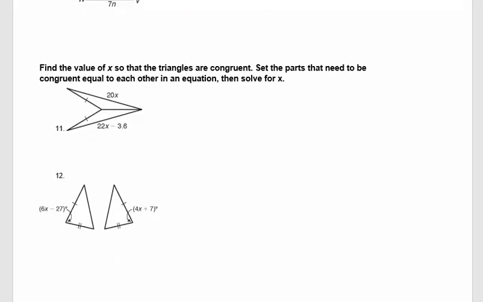In number 11 and 12, it's similar, except we're going to go the other way. We're going to find x that would make these triangles be congruent. So let's see what we already have. We already have this side being congruent to this side. And with the reflexive property, I could say that this side is congruent to itself. So if I could show that 20x is equal to 22x minus 3.6, for that value of x, then those two sides would be congruent as well, and then we could use SSS.